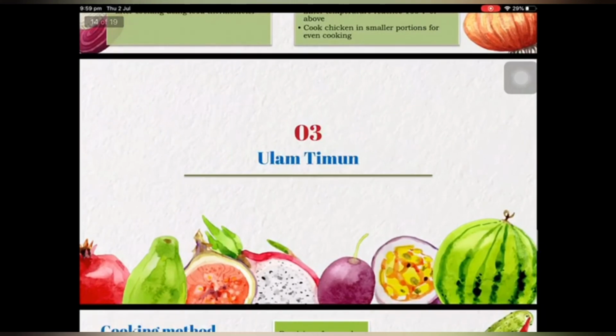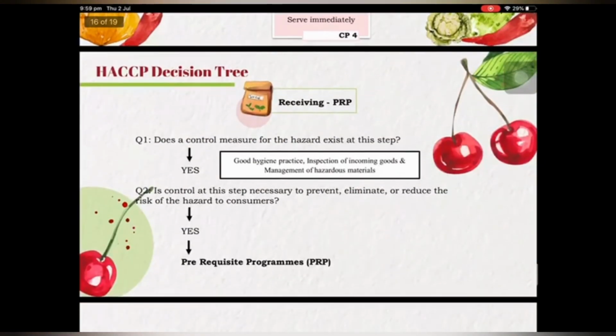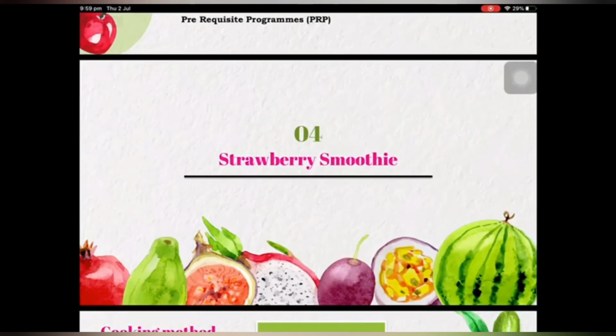Next menu for this dinner set is ulam timun, and this is the cooking method flow for the ulam timun, where the receiving of the cucumber is considered a prerequisite program, and other steps such as storage of the cucumber, washing, cutting, and also serving are considered control points. So the same HACCP decision tree is made for the receiving process, which is considered a prerequisite program, where a control measure does exist at this step, which is good hygiene practice, inspection of incoming goods, and also management of hazardous materials.